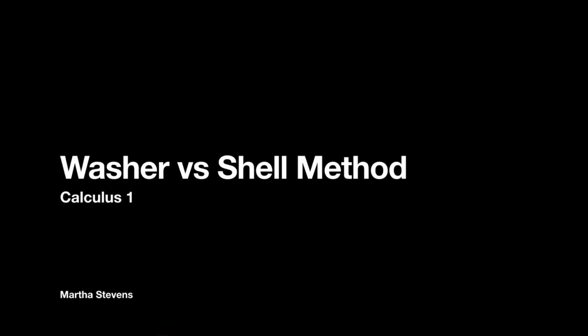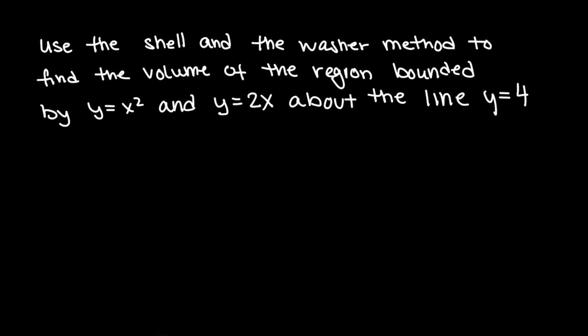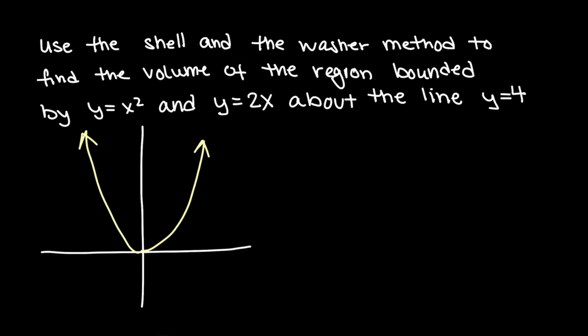I want to give you another example of finding volume using the washer and the shell method, and I want to compare those two methods in this video. So we're just going to do an example. We're going to use both the shell and the washer method to find the volume of the region bounded by y equals x squared and y equals 2x if it's rotated about the line y equals 4.